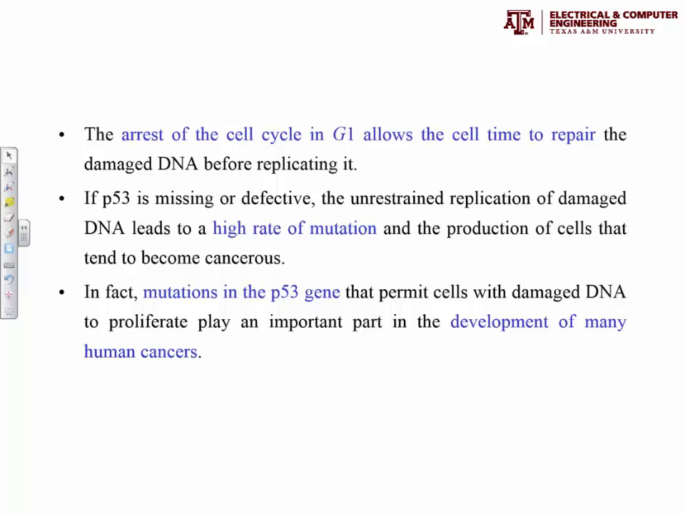So the arrest of the cell cycle in G1 is going to allow the cell time to repair the damaged DNA before replicating it. Now, if P53 is missing, or you inherited defective versions of it from your parents, then you are going to replicate damaged DNA, right? And you will be very prone to cancer. You'll probably get it at a much earlier age than most people. So if P53 is missing or defective, the unrestrained replication of damaged DNA leads to a high rate of mutation. Every time you're dividing, there's no way to stop that.